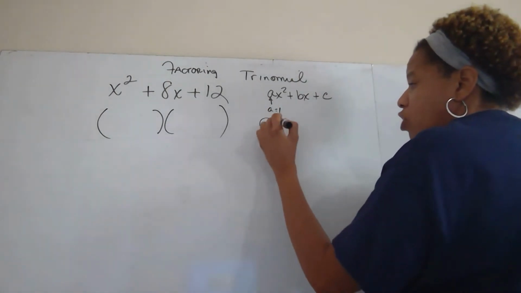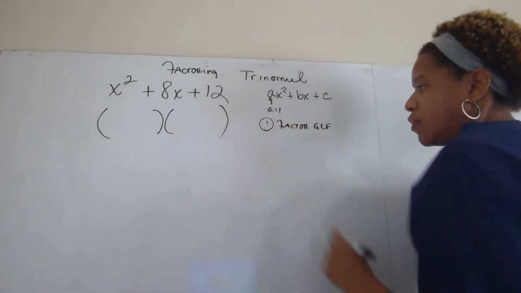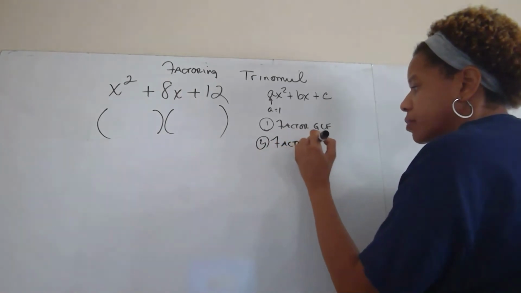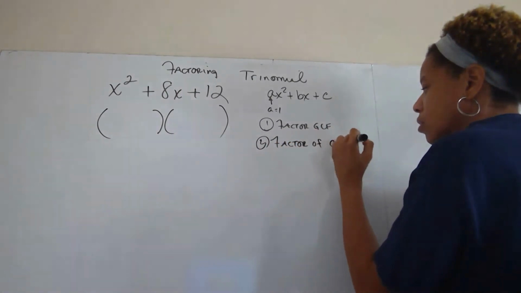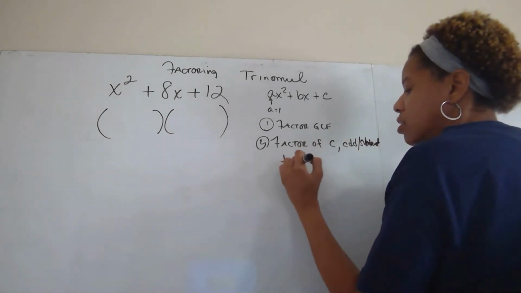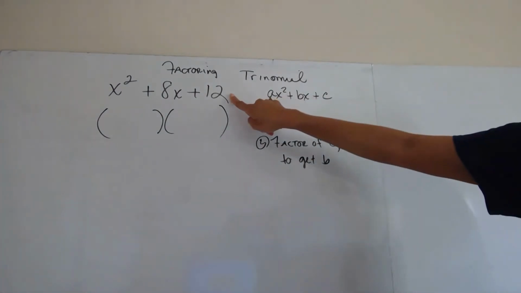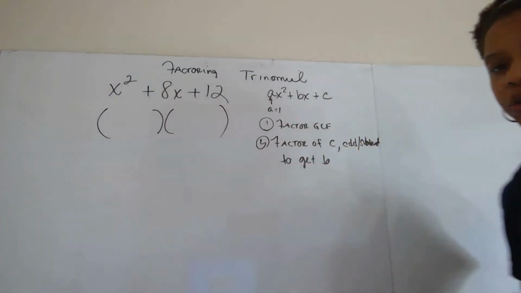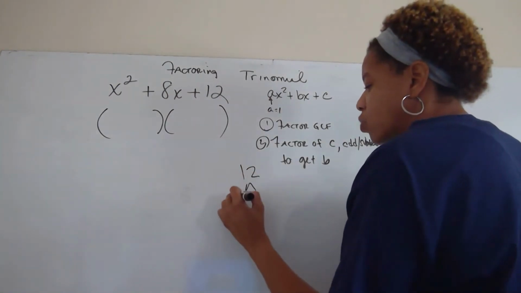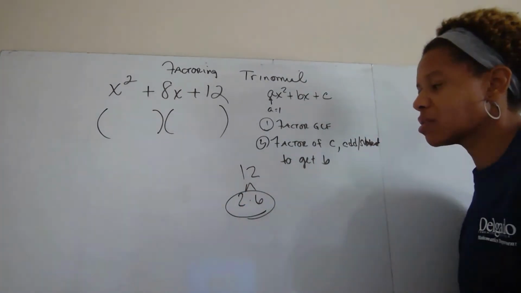When you're factoring a trinomial, you want to always look for that GCF first, if you can. Then you do factors of C that add or subtract to get you the B term. So factors of C, factors of 12, that'll create an 8. We just did that on the other sheet. Remember, factors of 12 that'll give us an 8. What did we say those numbers were? We said they were 2 and 6.